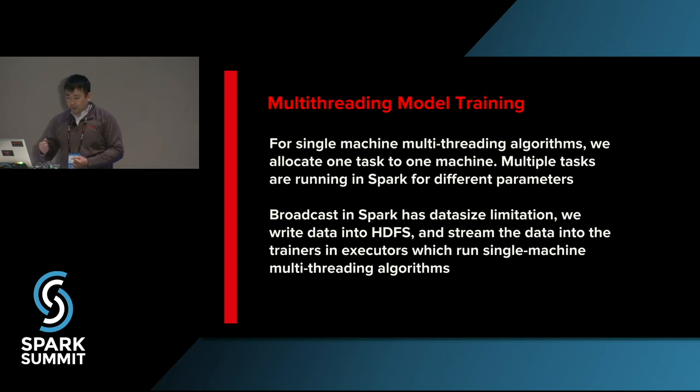So for this kind of algorithm, we use Spark to instruct the executors to do the parameter searching. In this case, each executor or each machine will only run one Spark task with certain parameters. And then we launch many of them to do the parameter searching.